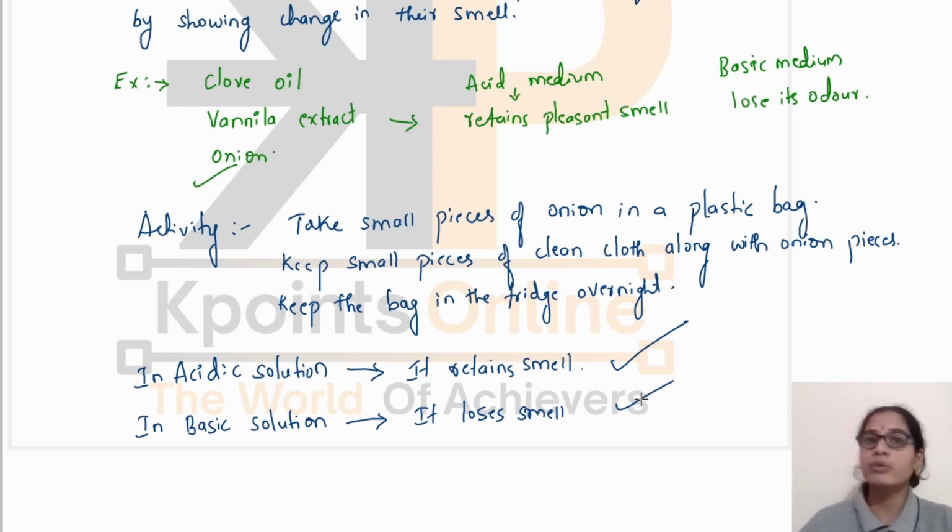This is how we feel the odor change by using olfactory indicators. These are a special type of indicator used to check whether a given solution is acid or base by change in odor. This is how we will observe the changes.